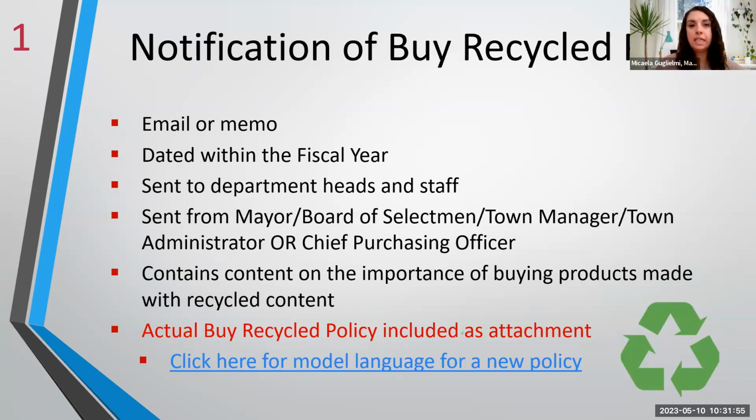Before February 15th, I received 292 municipalities, so great job. And that was more than last year, which is great. But unfortunately, out of that 292, about 39 of those either weren't approved or needed to be revised. So we just wanted to refresh what is required in this notification. It has to be in an email or memo form that's dated in the fiscal year, sent to department heads by either your mayor or maybe if you have a purchasing officer. And it just needs one statement about why it's important to buy products with recycled content, which is to support recycling markets. And on that notification, you'll need to attach the policy itself.